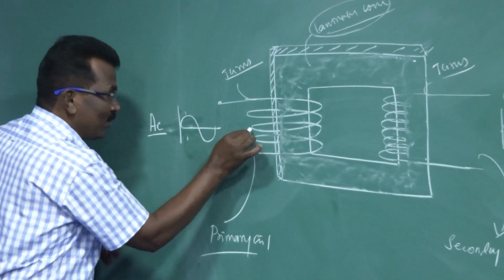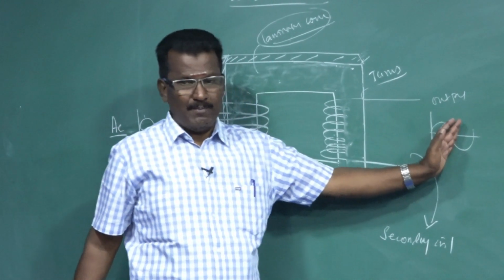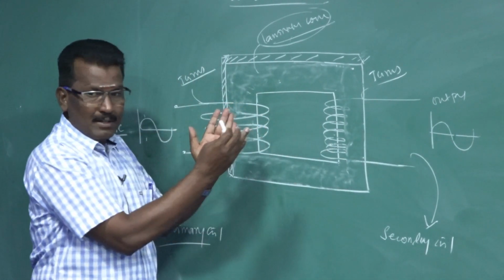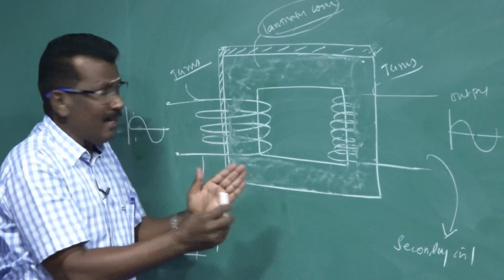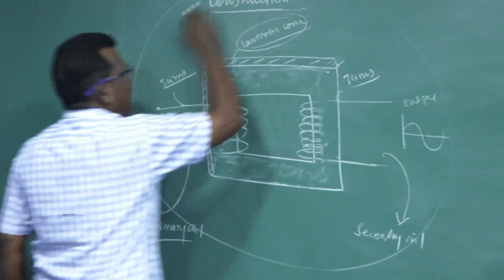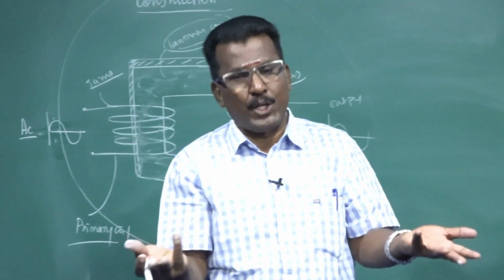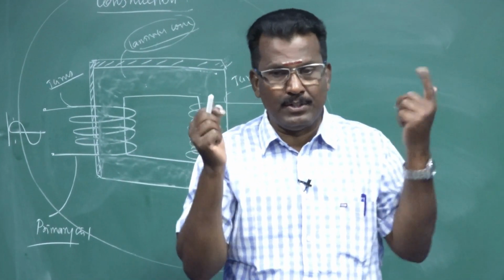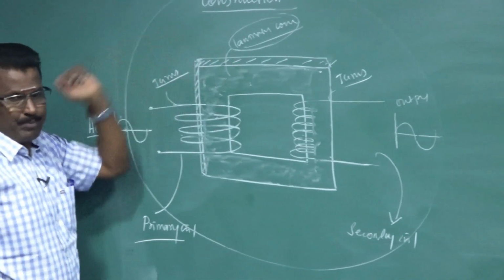The input is given to the primary coil. The output is taken out across the secondary coil. Both coils are electrically insulated but magnetically linked. The entire core of the transformer is placed in a suitable medium, like oil or some other liquid, to reduce the heat. Okay, this is the construction of the transformer.